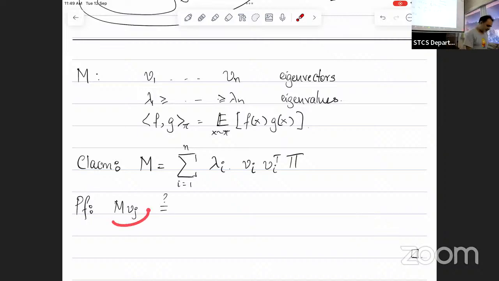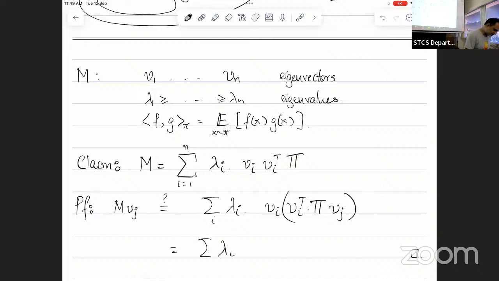Now, the left hand side, if I act on Vj, I'm going to get MVj. I don't know what this is yet. But let's look at the right hand side. This is going to be a sum over i of lambda_i times v_i transpose pi, and then I put Vj. We already know what this is: lambda_i times Vi times the inner product of Vi and Vj under pi. The inner product was basically the first vector transpose times pi times the second vector.